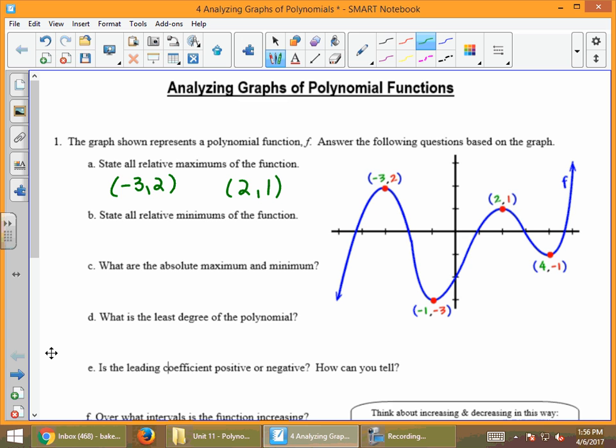If we look at all the relative minimums, those are just all the low turning points. So what is a low turning point on the graph? Megan? Very good. -1, -3. What's another minimum? 4, -1. Perfect. 4, -1.